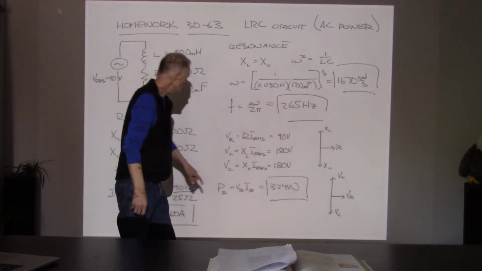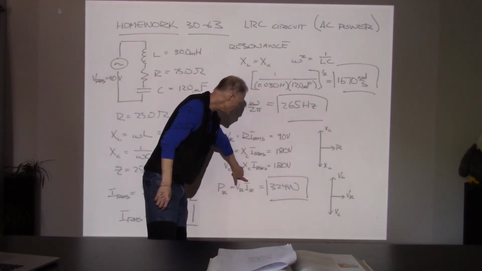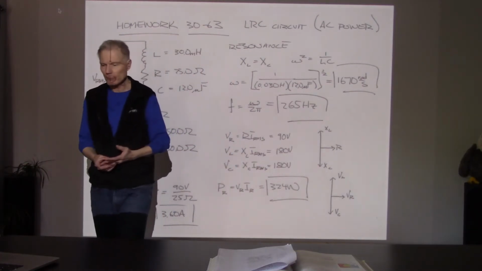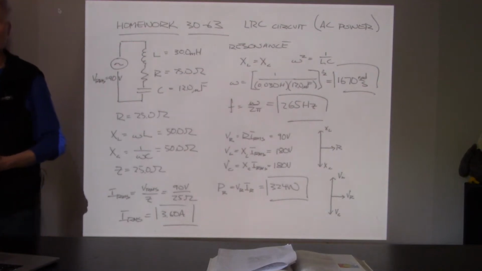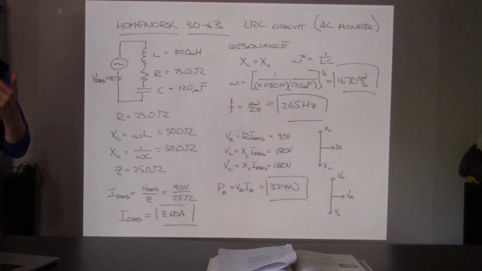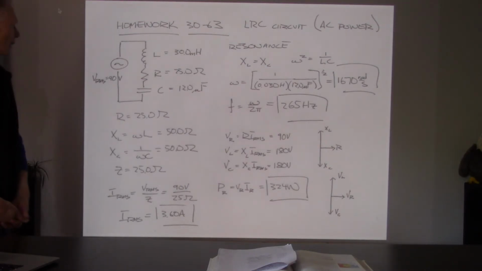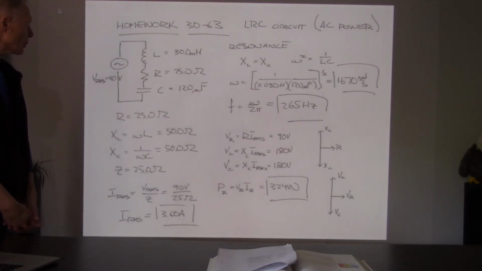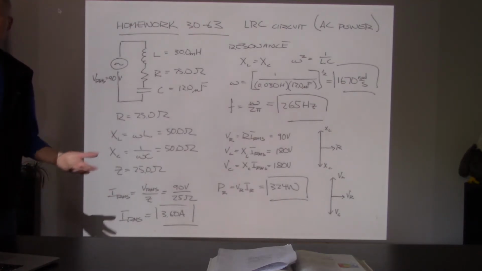Now the power, the rate at which energy is being dissipated in the circuit, always comes back to the resistor. I can take V resistor times I resistor, and it's 324 watts. For the resistor, the current and the voltage are in phase with each other, and we can still use that straight V times I to get the correct power.